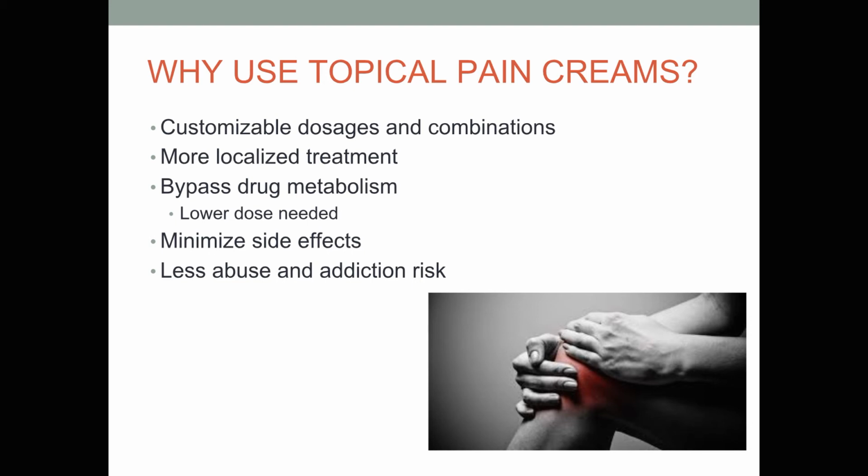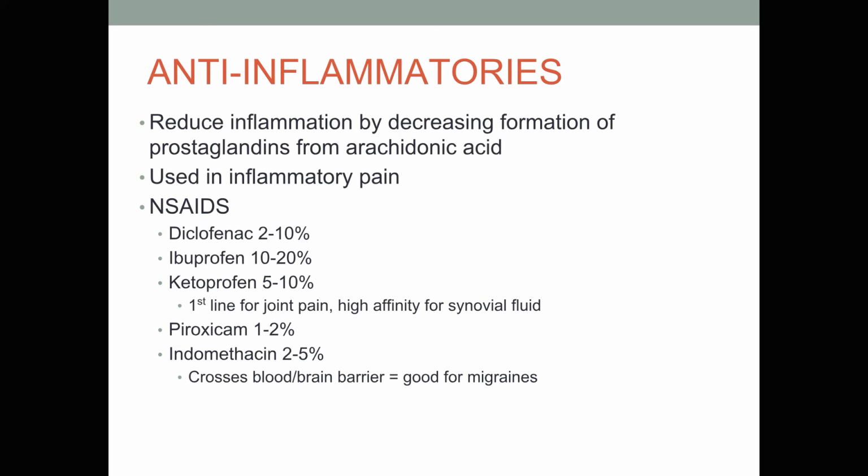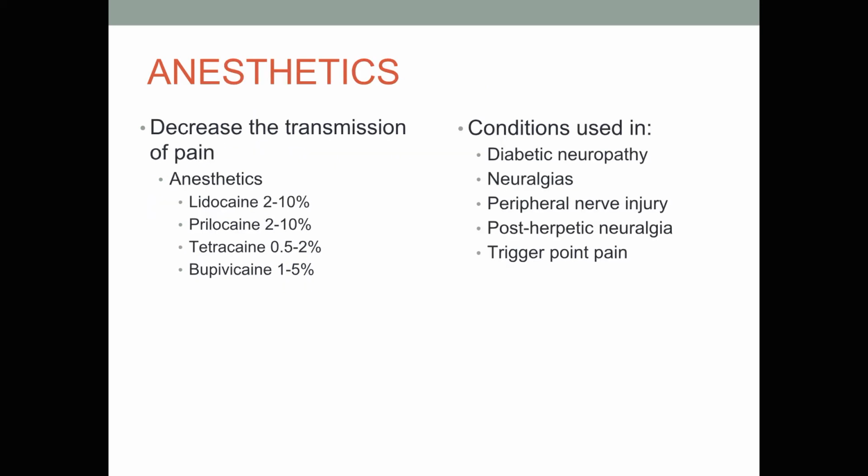Doing a cream topically bypasses metabolism, so we can get away with a much lower dose. We can minimize the side effects and have less abuse and addiction risk. So topical formulations, what can we put in them? Anti-inflammatories, and here are some examples and some doses. We can do anesthetics to just numb the area.